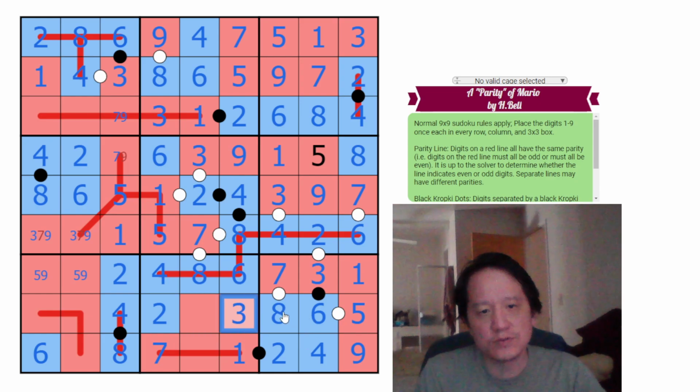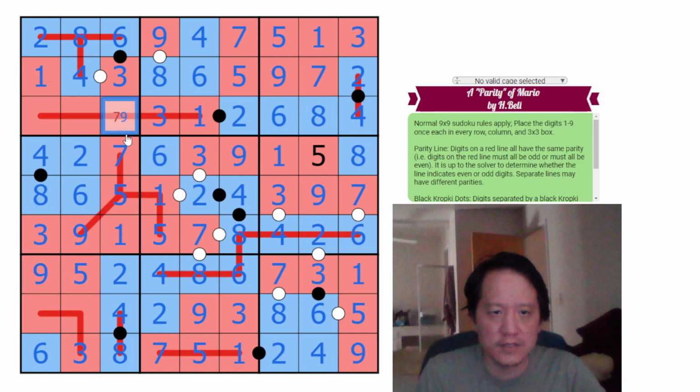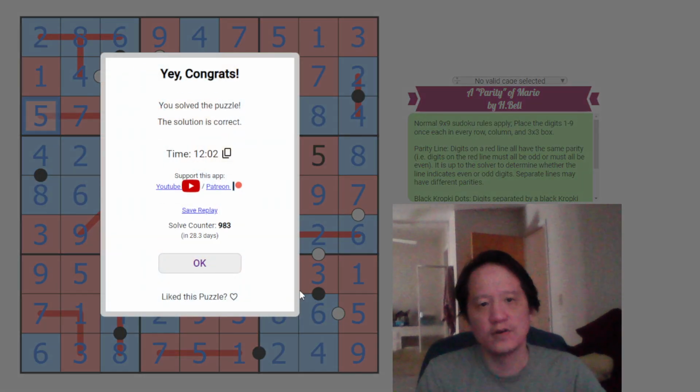This is 3. We have 5 and 9. So that's 5, that's 9. This is 3. We have 1 and 7. This is 7. This is 9. This is 3. This is 5. This is 9. This is 9. We have 1 and 7 again. So this is 1 and 7. This has to be 7. This has to be 5.